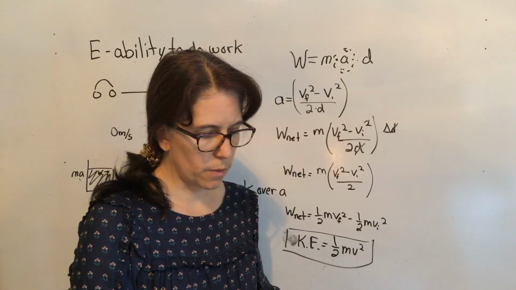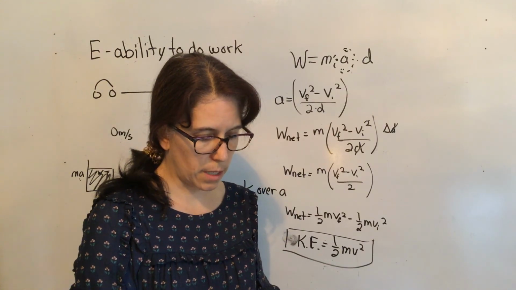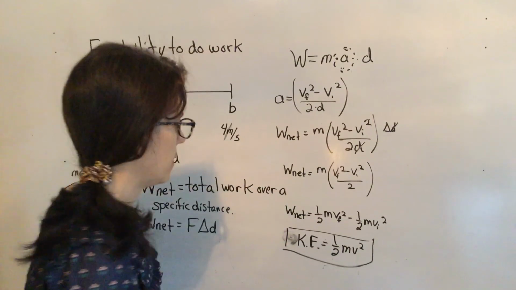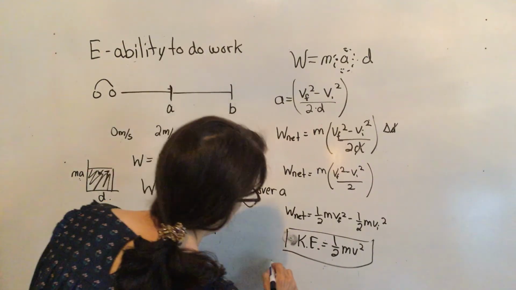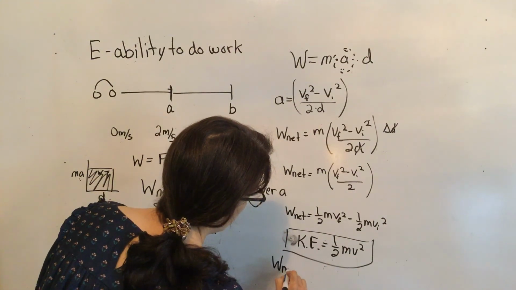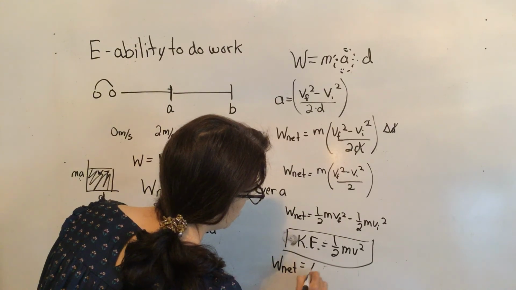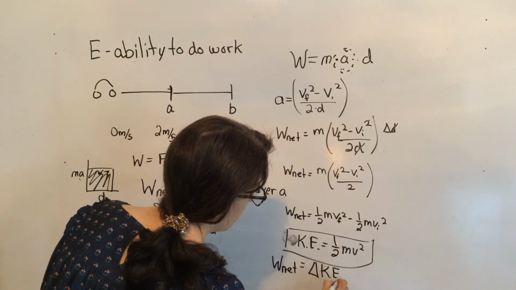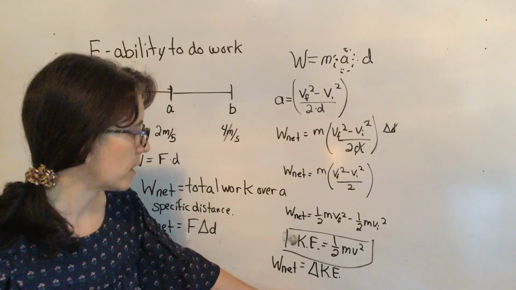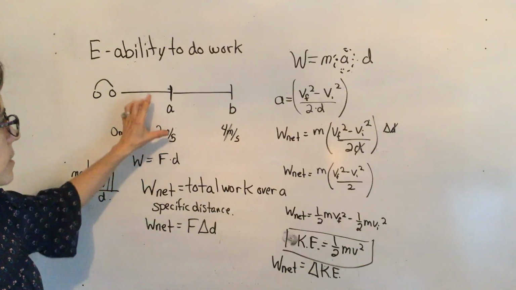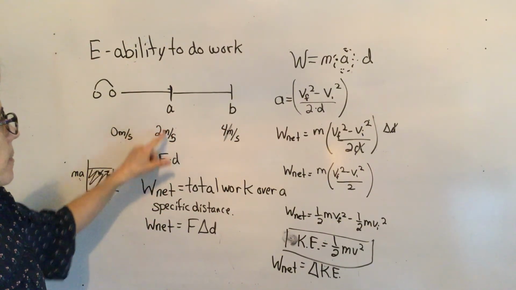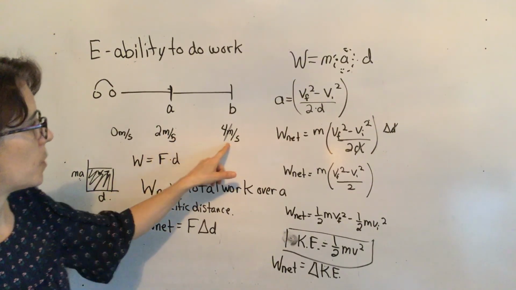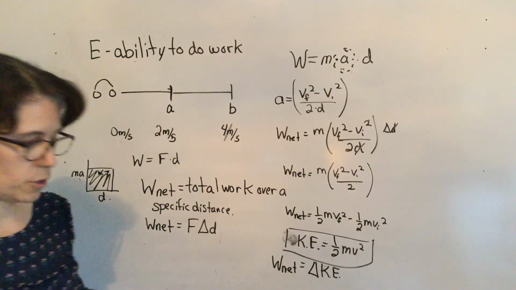Let's see, what else did I want to go over? So you could say that the net work is equal to the change in kinetic energy. So the change of energy that needs to be applied to get it to go from point A to point B by applying force, and increasing this kinetics, this motion. You now have new motion.